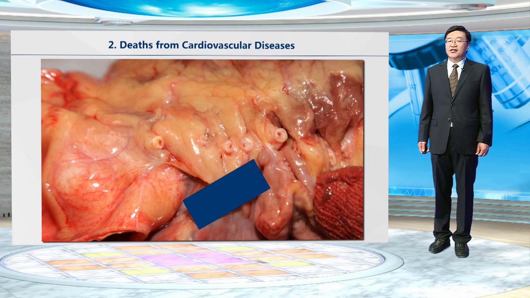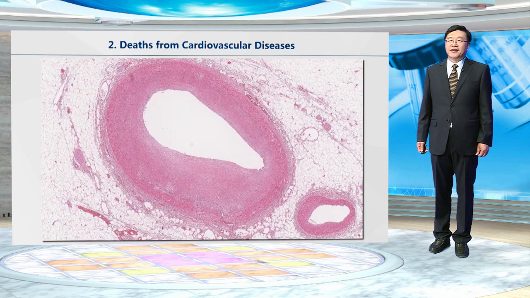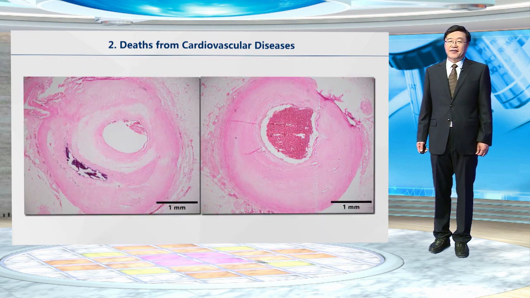Here is the coronary atherosclerotic plaque with reduced lumen of the left anterior descending branch in the left coronary artery. Here are the histopathological changes of the coronary atherosclerotic plaque with reduced lumen of the left anterior descending branch, and the thickening of the wall with cholesterol crystals and focal calcification.